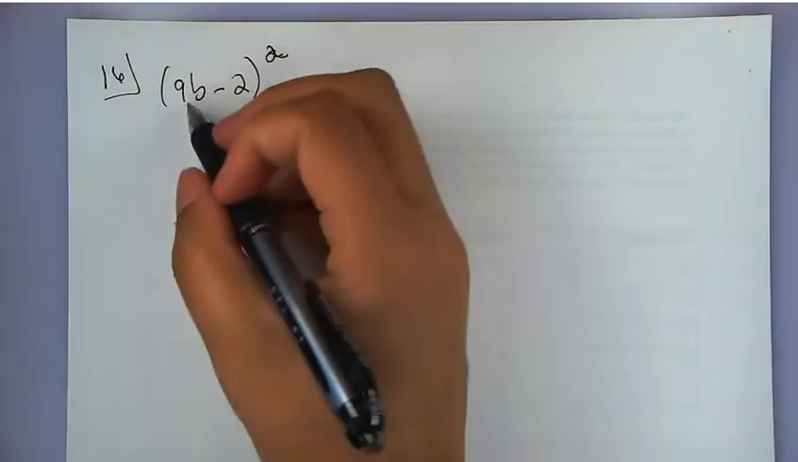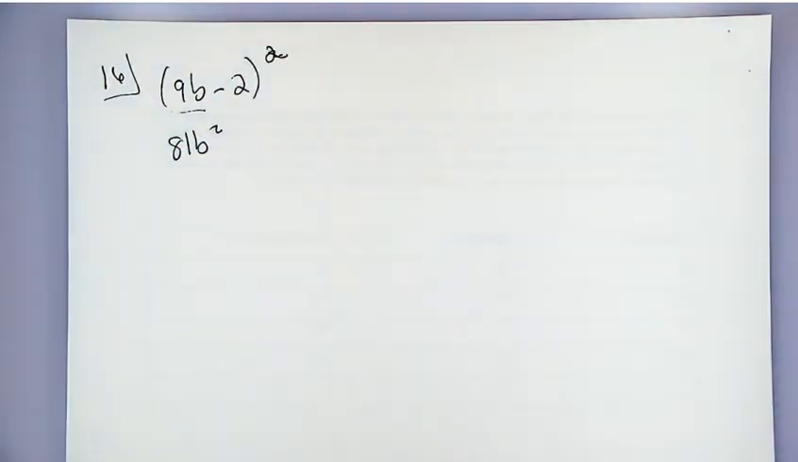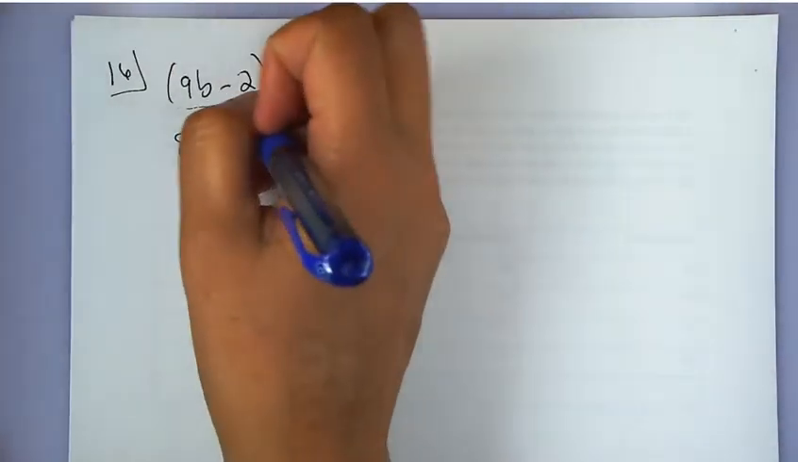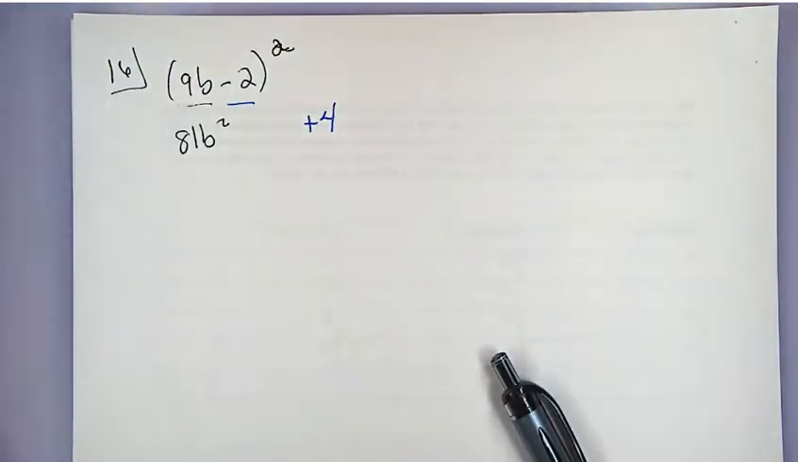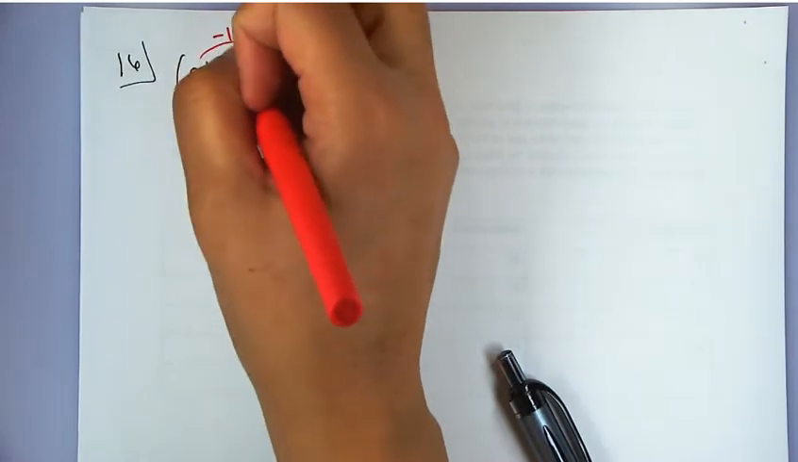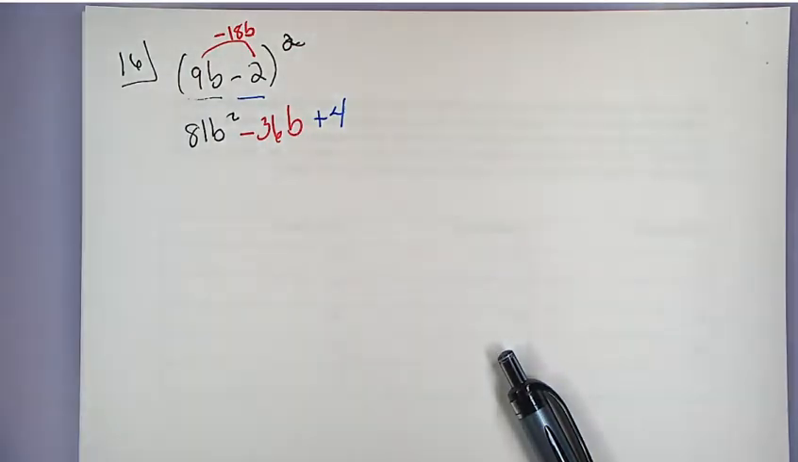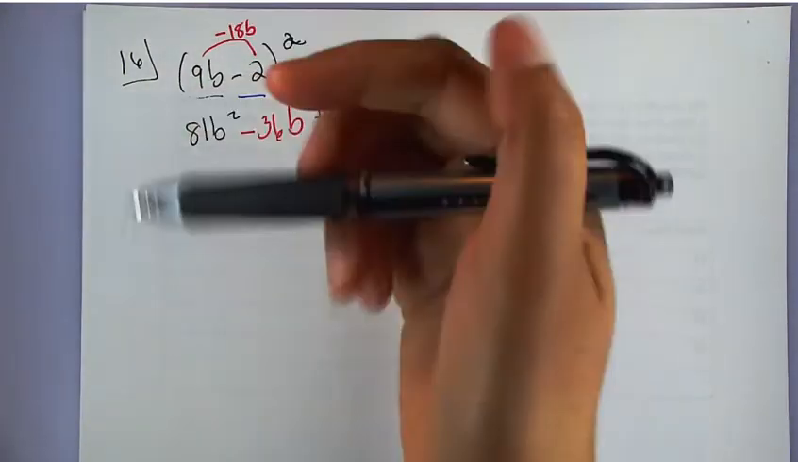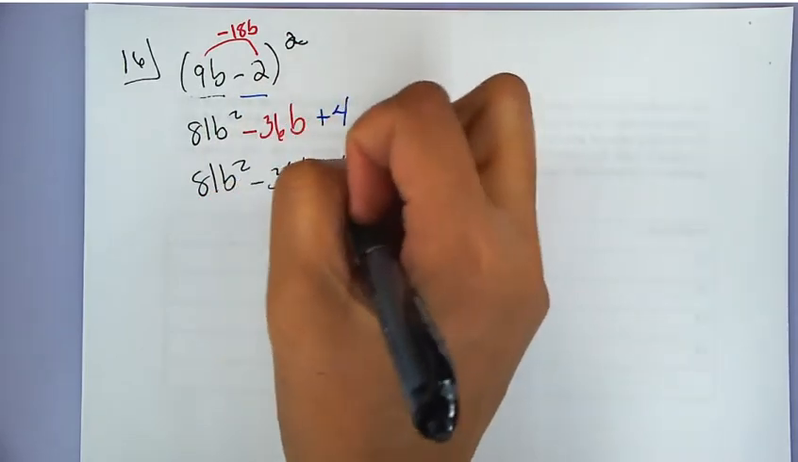I'm going to square the first one. If I square the first one, I get 81b squared. If I square the last one, don't I get a negative 2 times a negative 2, which is a positive 4? And then we're going to multiply them. So if I multiply them, I get negative 18b, and I double it, I get negative 36b. And guess what? That's my answer. 81b squared minus 36b plus 4. And that's my answer.